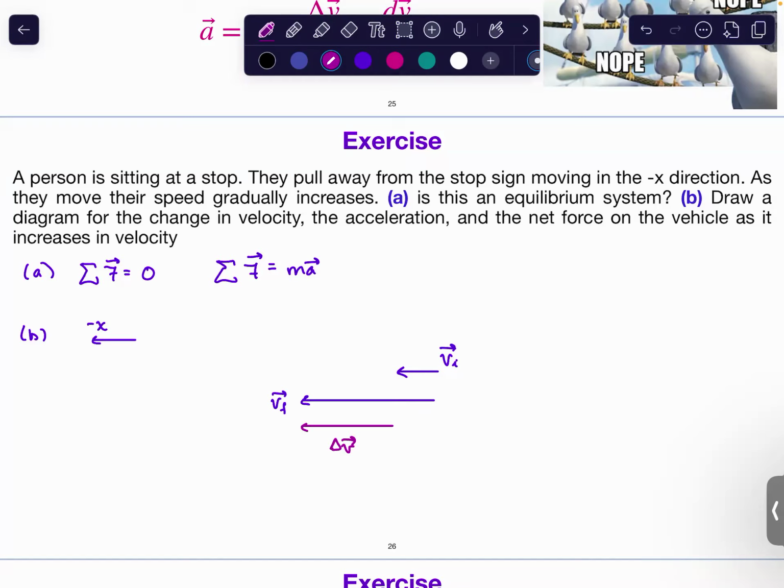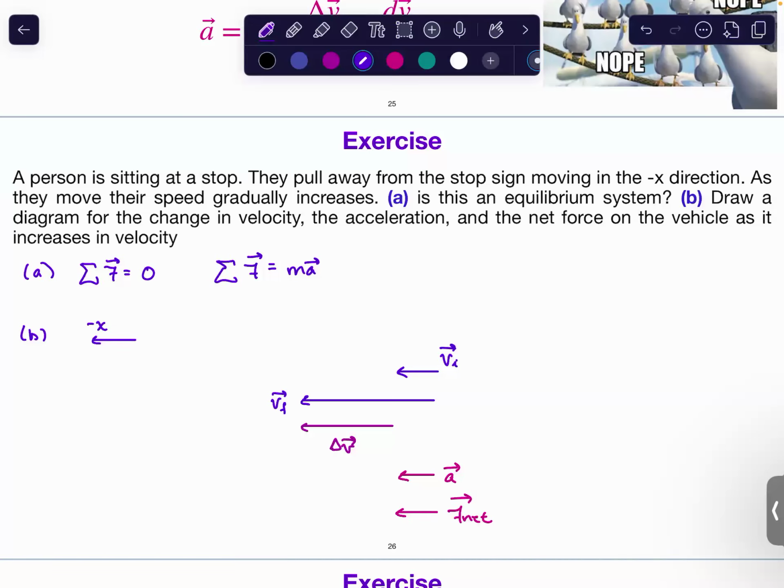So which way is the acceleration going? To the left, the negative x direction. Because you see how the velocity vector is getting bigger in the negative x direction? That's the direction of your acceleration. And which way would your net force go? Left. So that's all you have to do for this one. It's just understanding the diagram and what's actually occurring here.